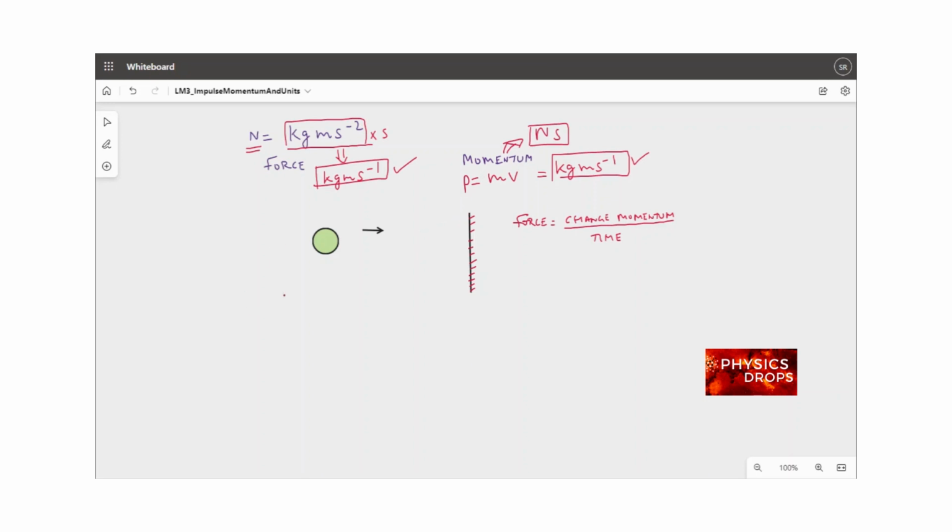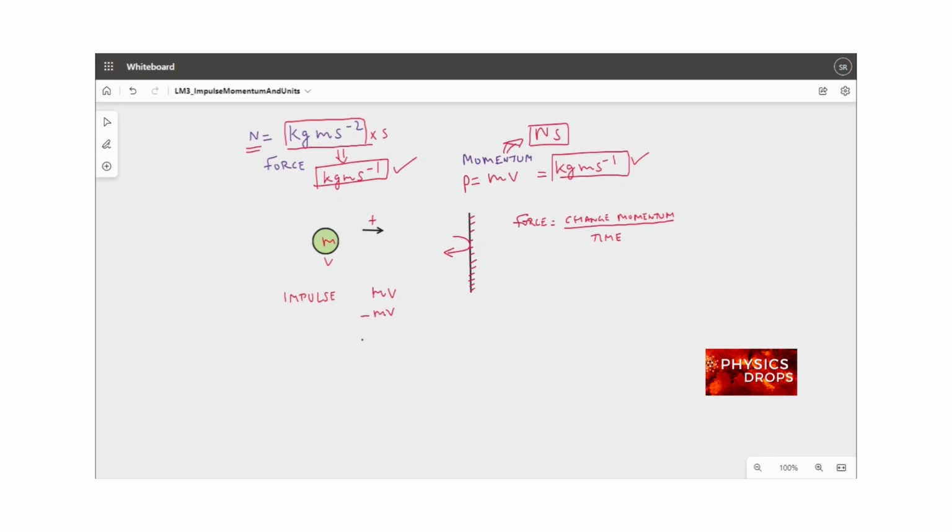Now let's come to impulse. Let's say a ball is traveling towards a wall with a velocity v and mass m, and it hits the wall and bounces back. What happens to the momentum? Initially the momentum is mv if we take this as the positive direction. After it bounces back, let's say it's a perfectly elastic collision, it becomes minus mv.